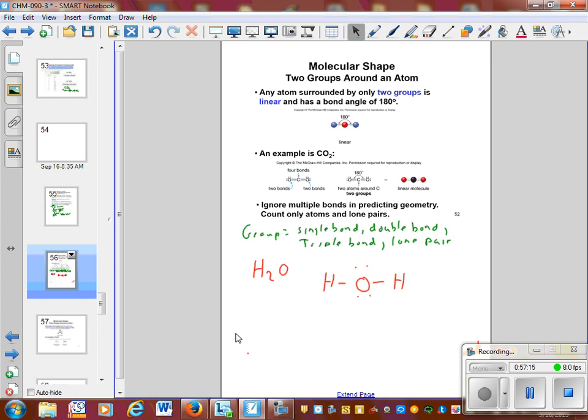Where's that at in the book? So water is actually bent. Okay?